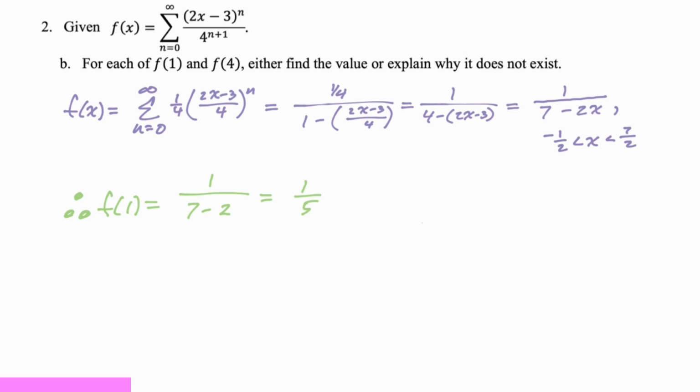On the other hand, when we're asked to find f of 4, we know that f of 4 just straight up does not exist. And the reason that we know that it does not exist is that 4 is not in the interval of convergence, so you can't actually find f of 4. All right, let's take a look at the 2 more parts.